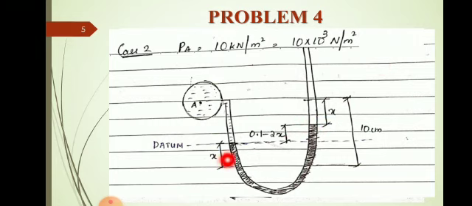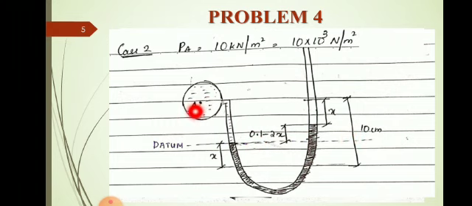Now what will happen when the mercury level falls here by x meter? What will happen to the mercury level in the right limb? Sorry, in the left limb. In the left limb, the mercury level will increase by the same amount, that is x meters. So here it has fallen by x meter, and in the left limb it has risen by x meters. So this will become the new datum line. Is that clear? I'll explain once again.